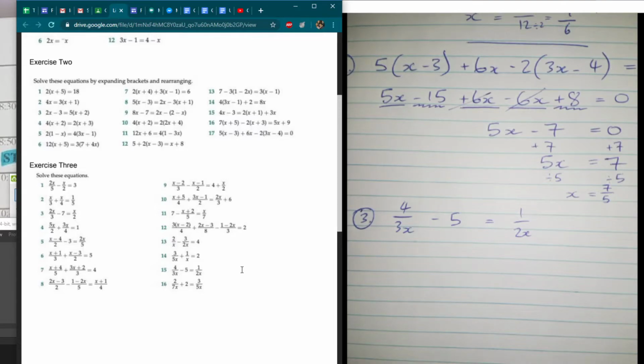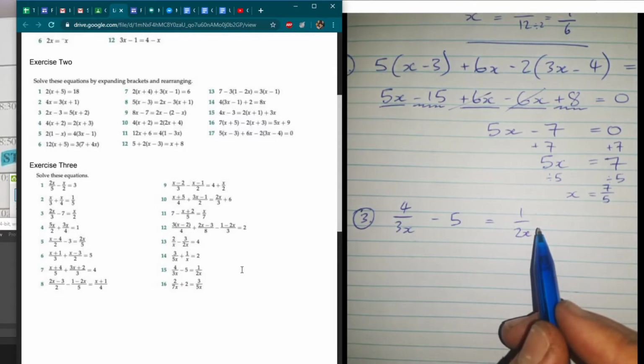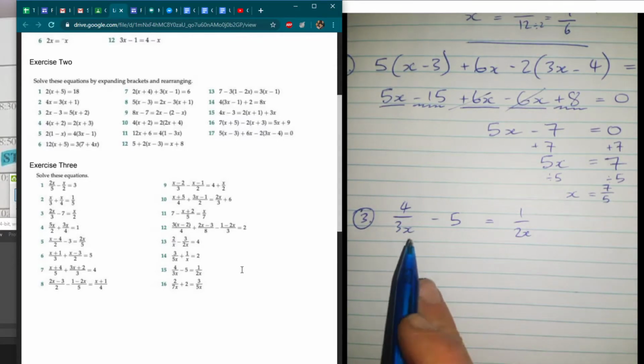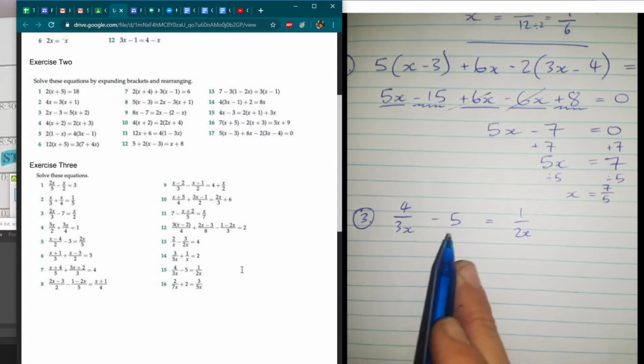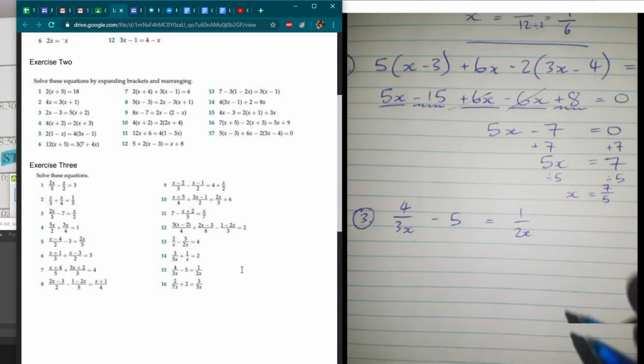So this is really annoying because the x's are on the denominator of the fractions. But what you'll notice is that x's are only on the denominator. So I can fix that straight away by just getting everything.